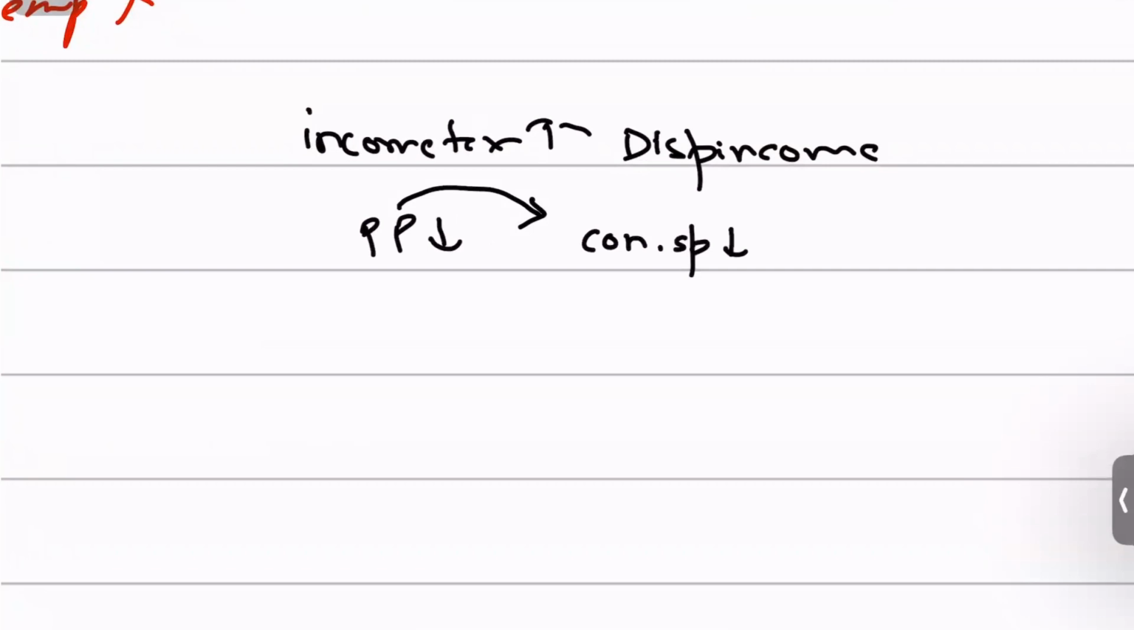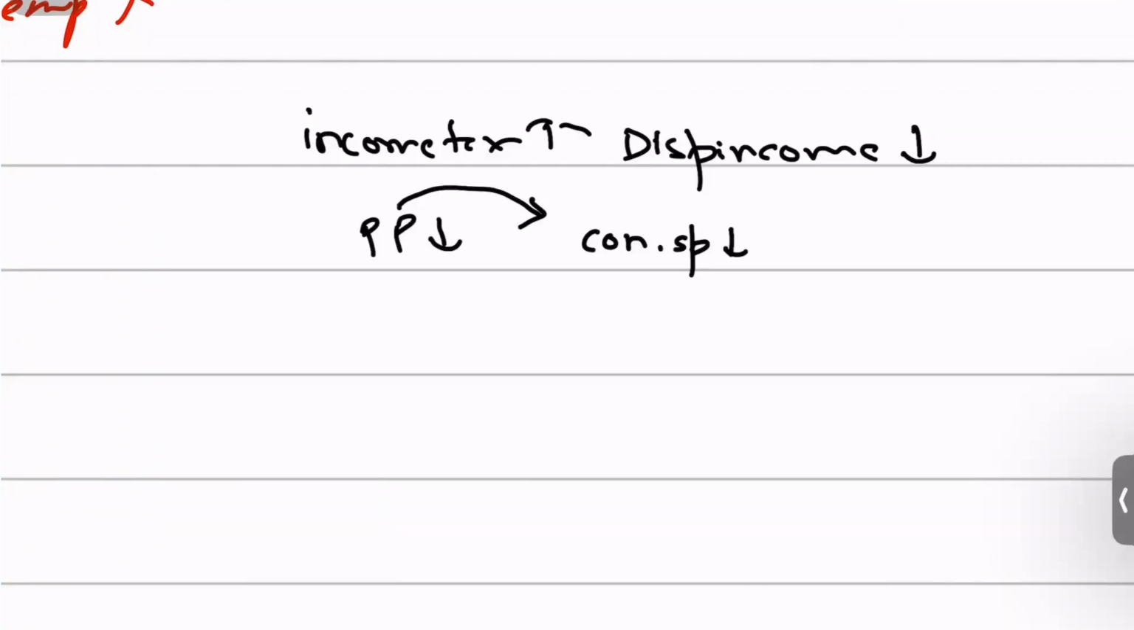So you need to create a chain. Just don't write that increasing income taxes will reduce inflation because consumer spending goes down. But why does consumer spending go down? There has to be a link before that. You say that disposable income goes down, and then you say purchasing power goes down. That causes consumer spending to go down.